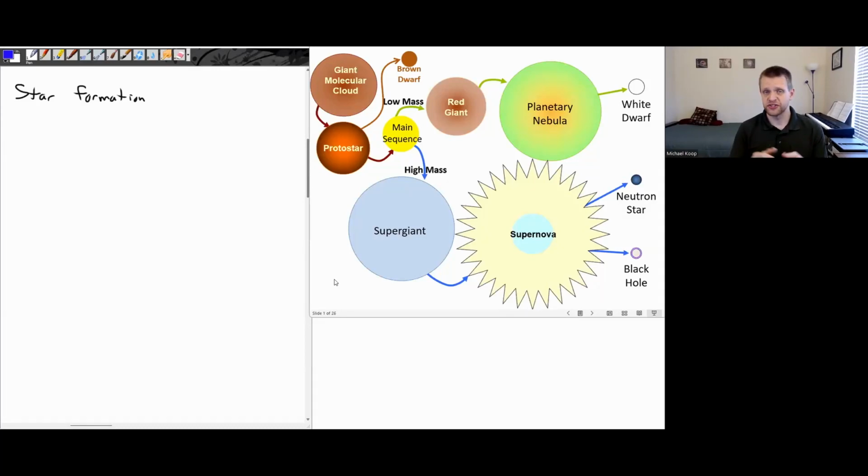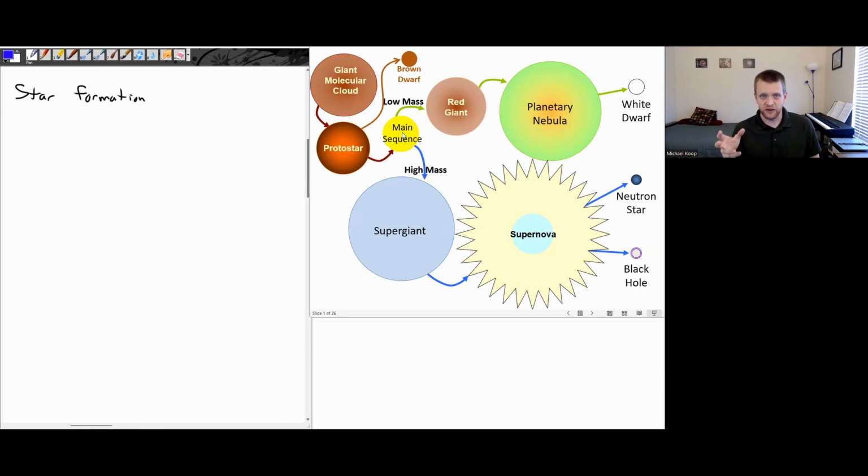So over the next couple sessions, we're going to be talking about these different stages of stellar evolution, going through the life cycles of low mass stars and high mass stars. But for this session, we're going to start by looking at how stars originally form. How do we go from one of these giant molecular clouds, which are these regions in space where there's cold, slightly denser gases, and how do we actually form main sequence stars?